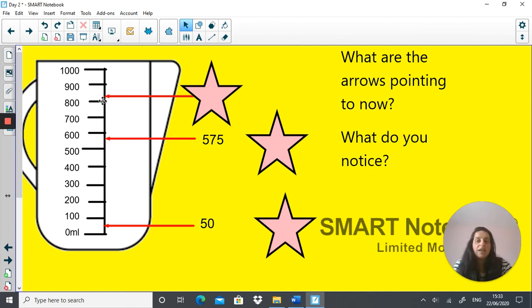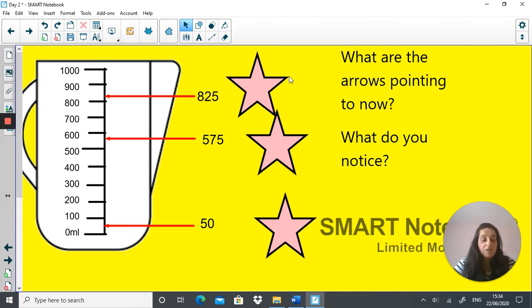And look at this one here. This arrow is not quite up to halfway. It's lower than that. So what do you think the measurement here is? And the measurement here is 825 millilitres. So that would be a good guess.